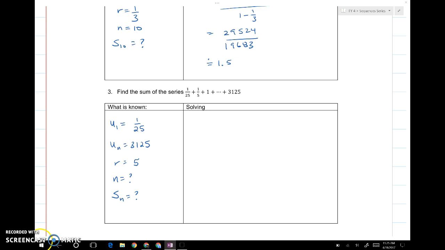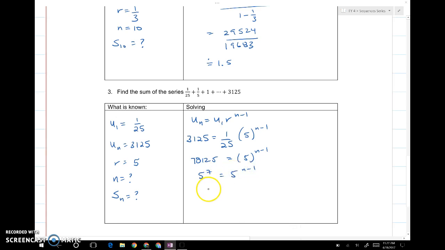And then we'll continue. So hopefully you started here with the general formula that we had before for a term. So I know the last term is 3125. I know U1 is 1 over 25. I know my R, or my ratio, is 5 to the N minus 1. If I multiply by 25 first, I get 78125. And that's 5 to the N minus 1. Now, because we haven't learned any logarithmic laws here, you need to find 5 to the what gives me 78,125, and that's actually 5 to the 7. So if 5 to the 7 is equal to 5 to the N minus 1, then 7 is N minus 1, so N happens to be 8.